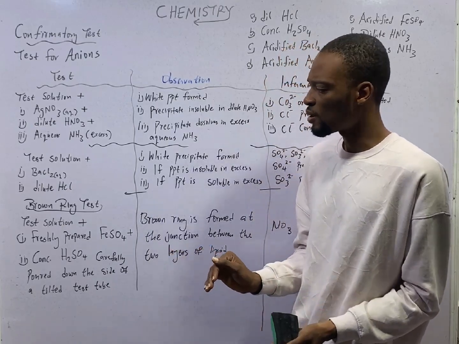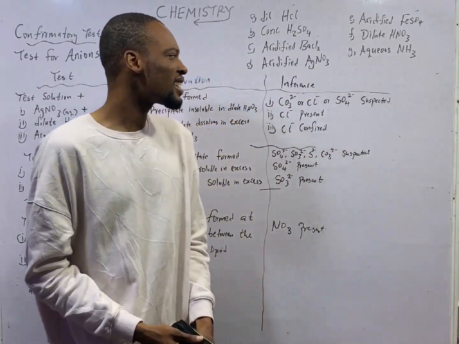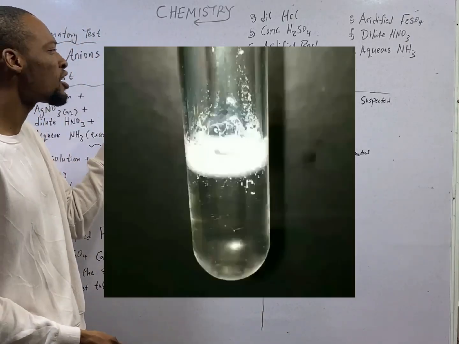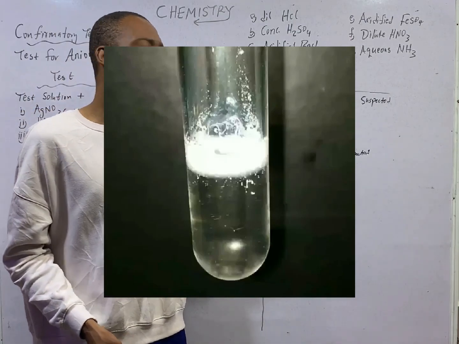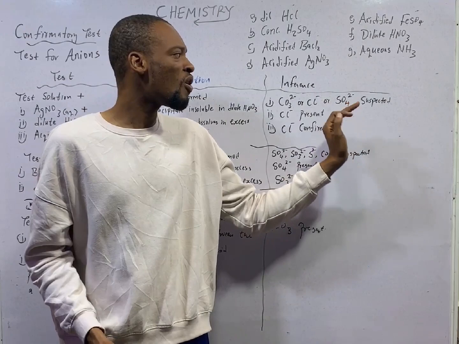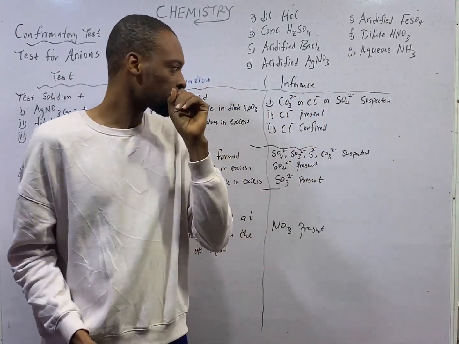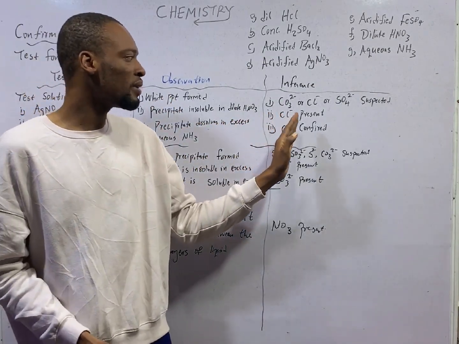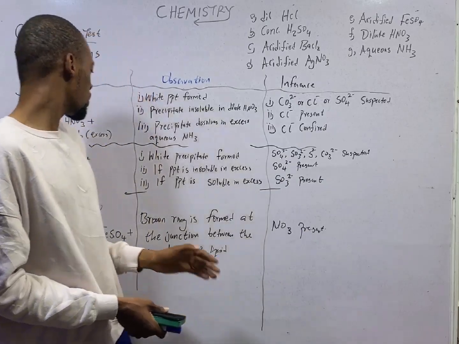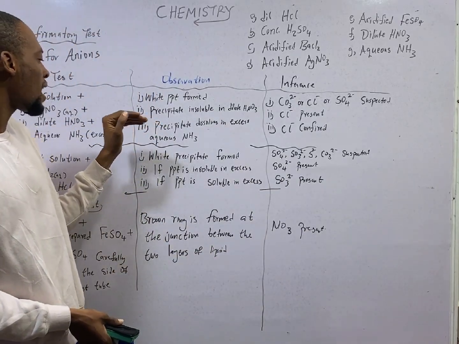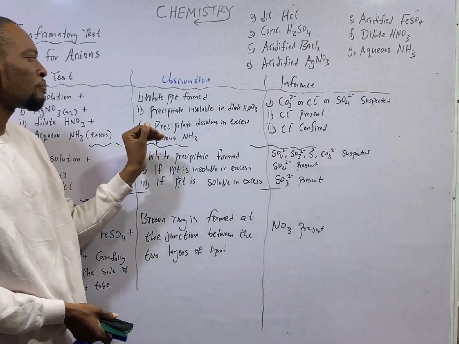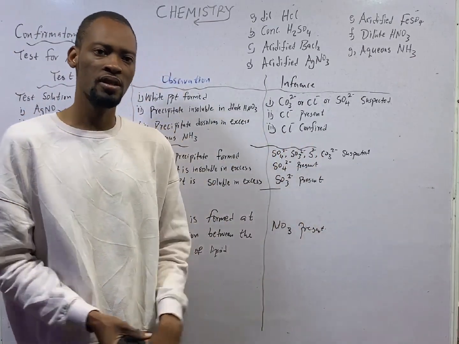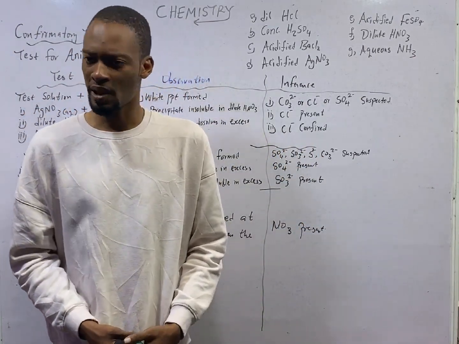What do you think is present? The inferences are: when you add silver nitrate to a solution and a white precipitate is formed, CO3 2- or Cl- or SO4 2- are suspected. If it doesn't dissolve in dilute HNO3, then Cl- is present. If you now add excess aqueous ammonia and the precipitate dissolves in excess, therefore Cl- is confirmed. This is the confirmatory test for Cl-.